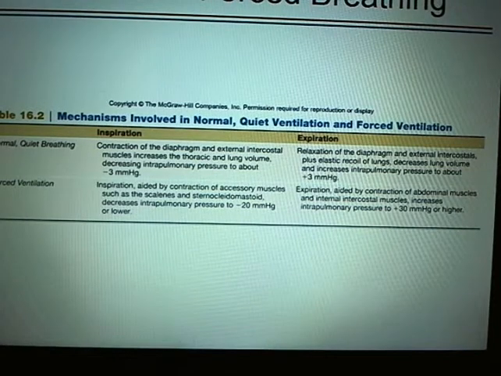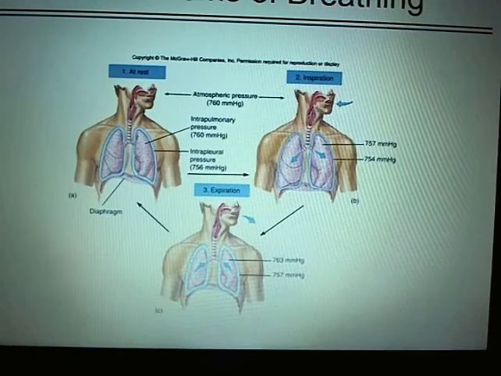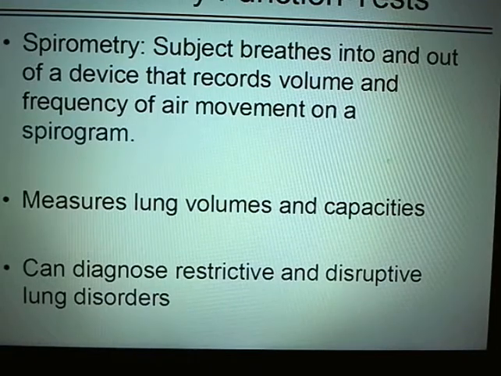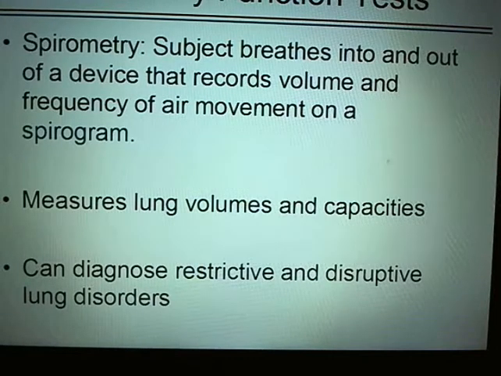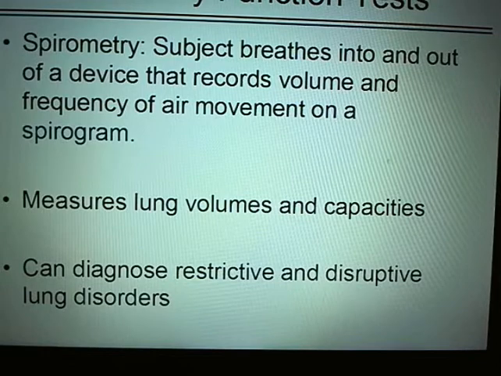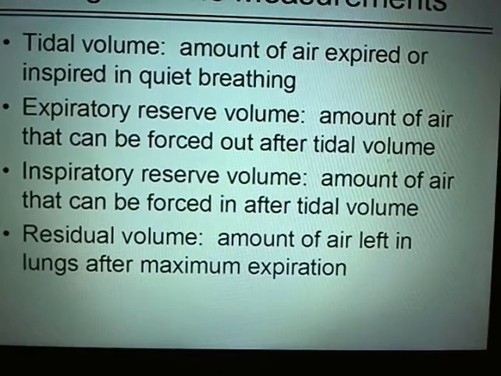Normal versus forced, you can see. Pulmonary function test. Now we're getting into the pulmonary function test. Spirometry, that's what we did in the lab. It measures lung volumes and capacities. You look at restrictive or obstructive lung disorders.